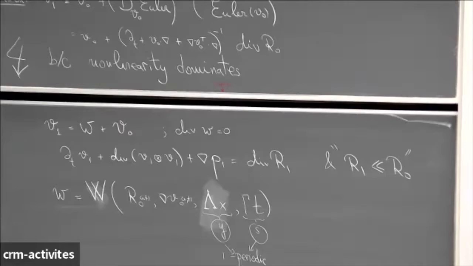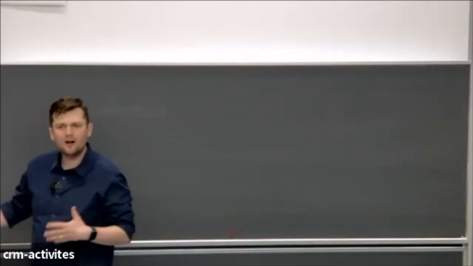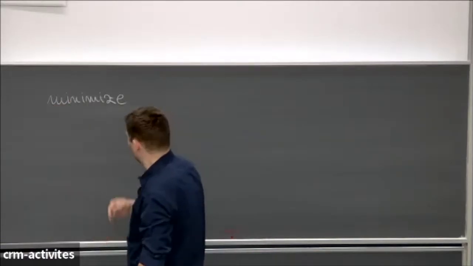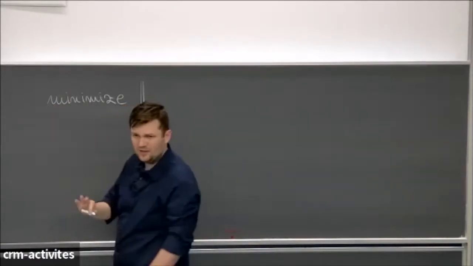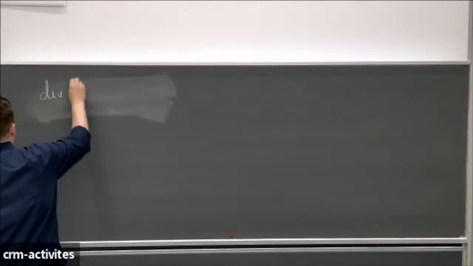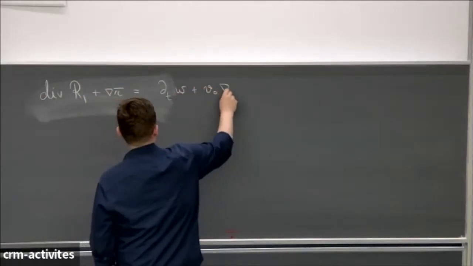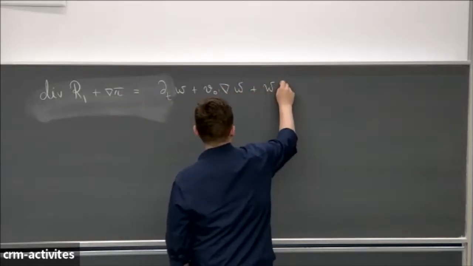So to reduce it to a problem in which my goal is always to make R1 much smaller, the goal is to minimize some norm, I don't know what norm, of R1. Who is R1? Maybe I need to write one more thing first. You have an equation for V1 and an equation for V0, so subtract them. You get the divergence of R1 plus some pressure gradient, T of little w plus V naught gradient little w plus little w dot grad V naught.